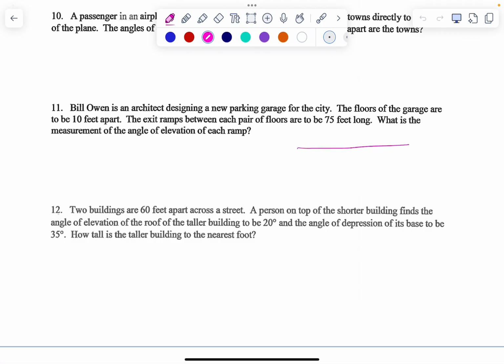So if we think of that as two different floors in our garage, call it floor 1 and floor 2, we know that they are 10 feet vertically from each other. And then if we're driving from one to the other, we're driving up some ramp. Have you guys ever been in a parking garage before? Obviously my picture's way simplified, but the concept is there.